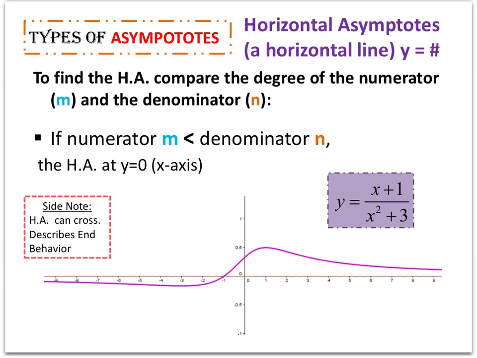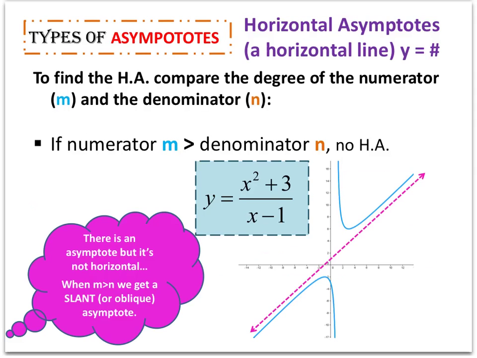So whenever you compare the degree of the numerator and the degree of the denominator, and the numerator is less than the denominator, that means we have a horizontal asymptote at y equals 0, which is the x-axis. So looking at this function here, the degree of the top is 1, the degree of the bottom is 2, therefore the top is smaller than the bottom, so we will have a horizontal asymptote at y equals 0. Now if you look at this graph here, you can see that the function crosses over at -1. So remember, we can cross horizontal asymptotes because they only tell us what's happening at the very ends of our graph.